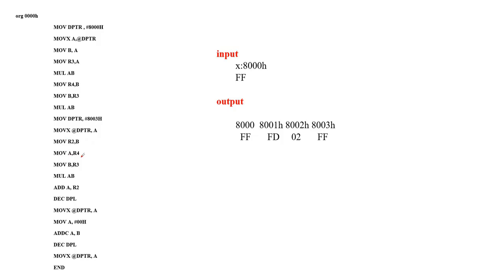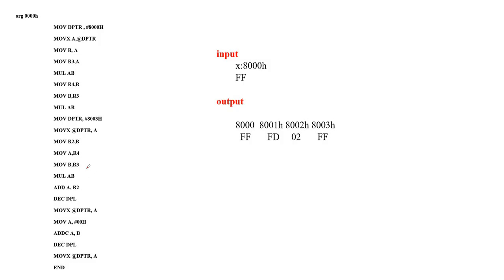Then we have move A comma R4. Here the value which is there in the register R4, which was stored previously, that was the high byte of the multiplication result, is moved into the register A. Then we have move B comma R3. So here the value in the register R3 is copied to the register B, to prepare for another multiplication. So next is the multiplication operation.